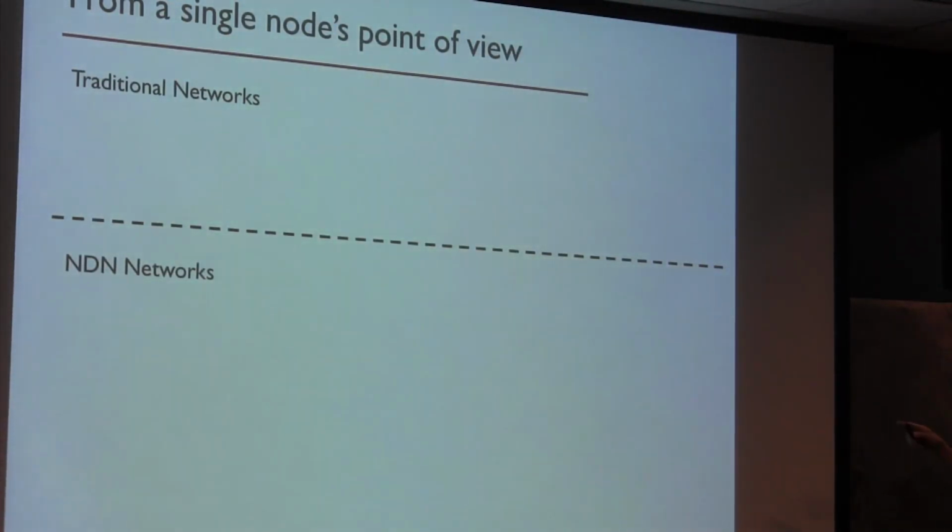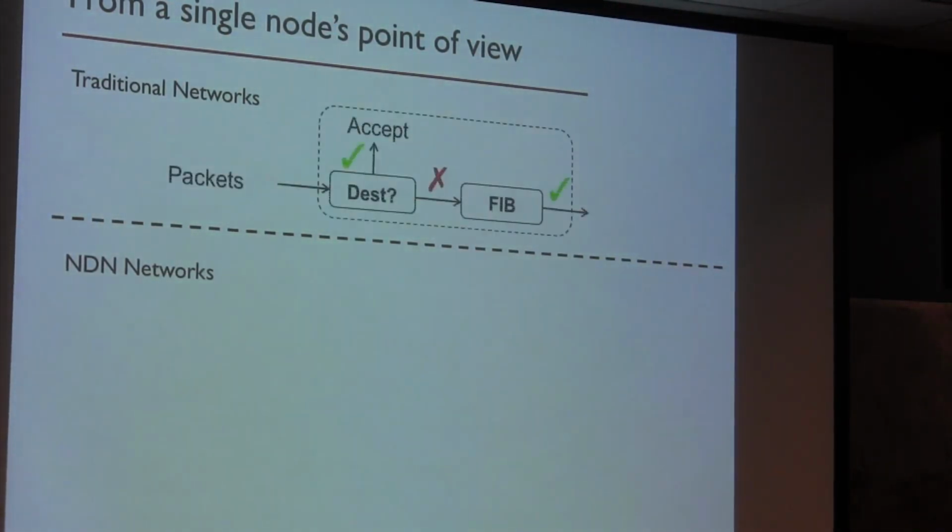I want to compare the NDN network with a traditional IP type of network from a single node point of view. An IP node basically gets a packet and checks whether the destination is myself, whether we are there yet, whether it has already arrived at the destination. If yes, you accept it by passing it up through the protocol stack. If not, you check your forwarding table. If there's a match there, you forward it out. That's all IP does in terms of packet forwarding. There are two basic checks.